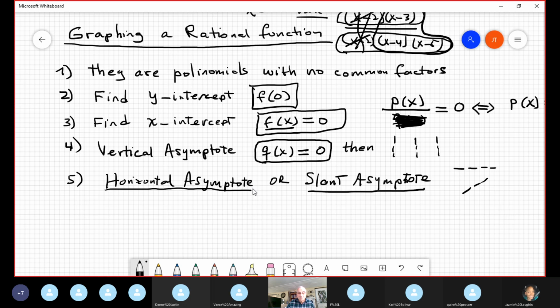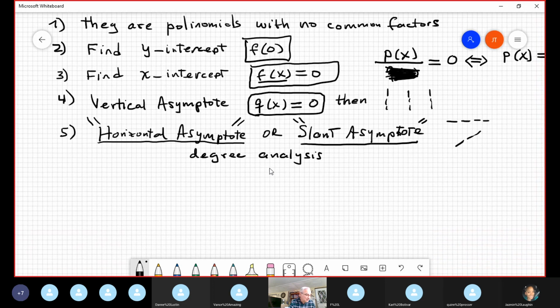Remember, the analysis, this is clear, is degree analysis. Degree analysis. See, if the degree is the same, horizontal. If the degree of the bottom part is bigger than the degree of the top, it's a special horizontal. If the degree in the top is greater than the degree of the bottom by 1, it's a slant. Greater by 1, if it is 2, no. Okay, it's a slant.